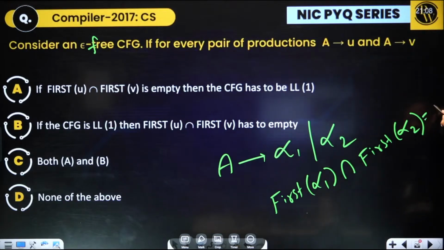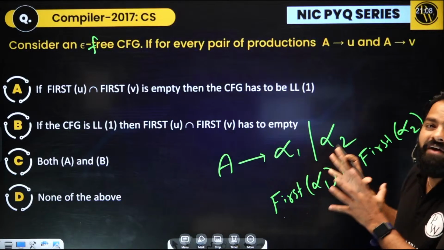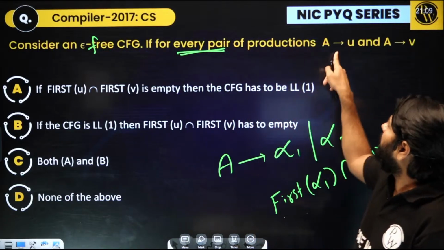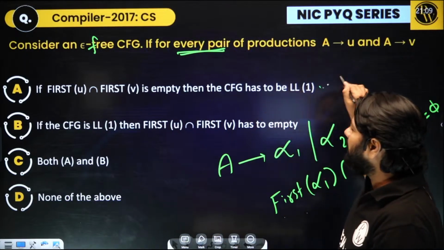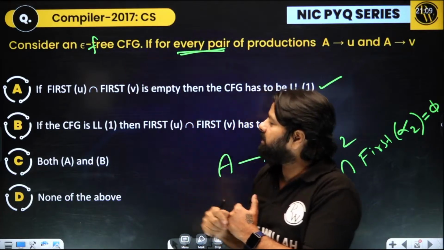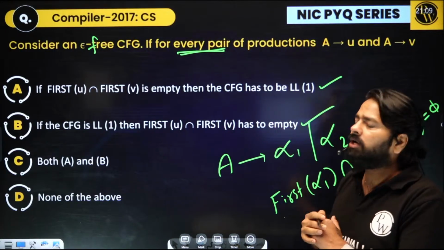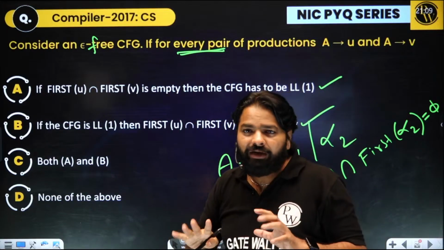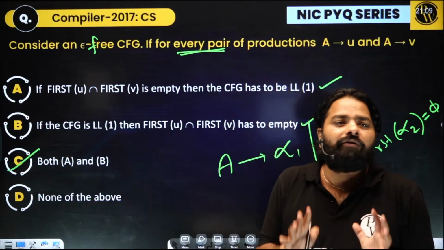If it is equal to phi, then we can say these two productions have no issue, but you need to check every such pair. That's why they have given every pair, not one pair. If every pair is empty, then you can say LL1. And if the CFG is LL1, this CFG only we are talking about, then first of U intersection first of V has to be empty. These two statements are true for the epsilon free context free grammar. Remember that. If the grammar is not epsilon free, then this statement is invalid. So anyhow, C is correct, epsilon free context free grammar.